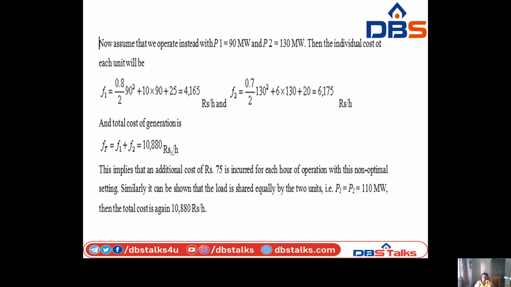Similarly, it can be shown that the load will be shared equally by the two units, P1 equal to P2 equal to 110 megawatts. Then the total cost will again be 10,880 rupees per hour. Here P1 and P2 will be changed, and we have calculated the incremental cost. Here an additional 750 rupees will be incurred for each hour of operation with this non-optimal setting.